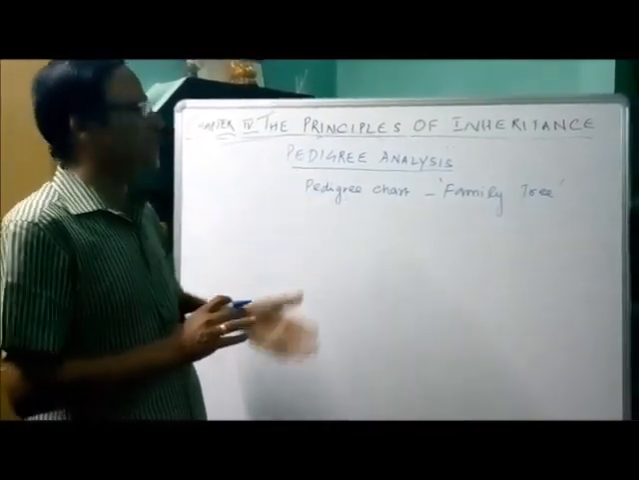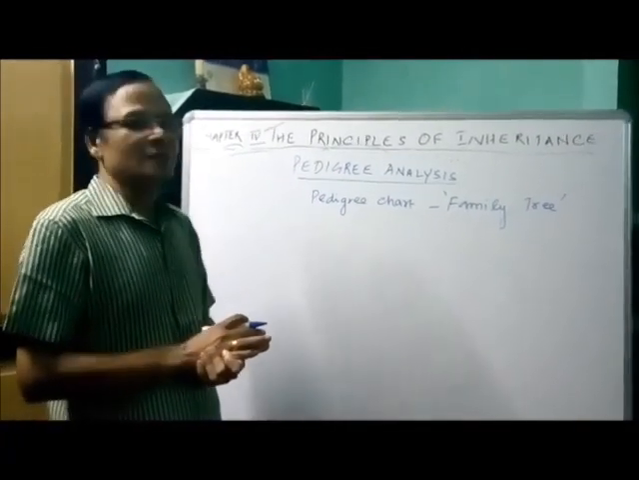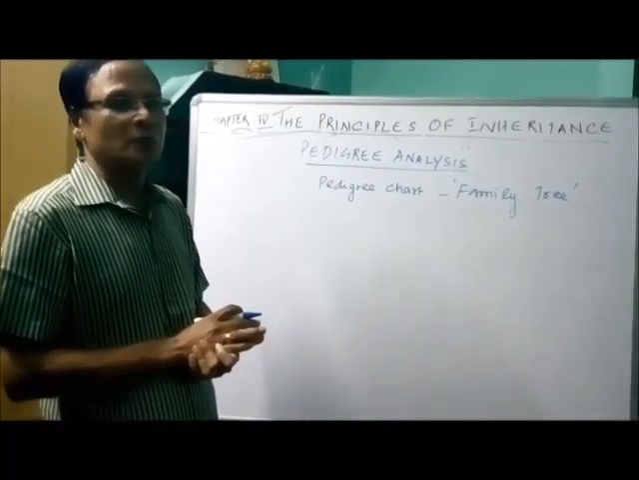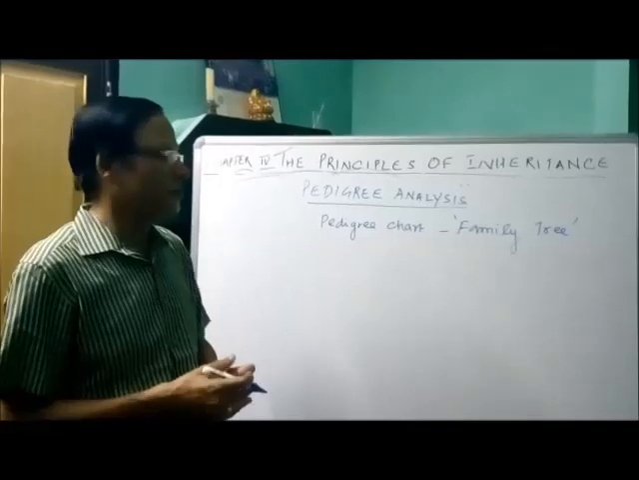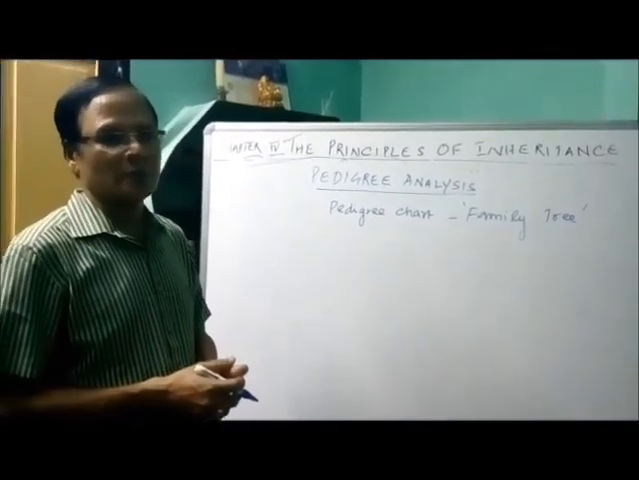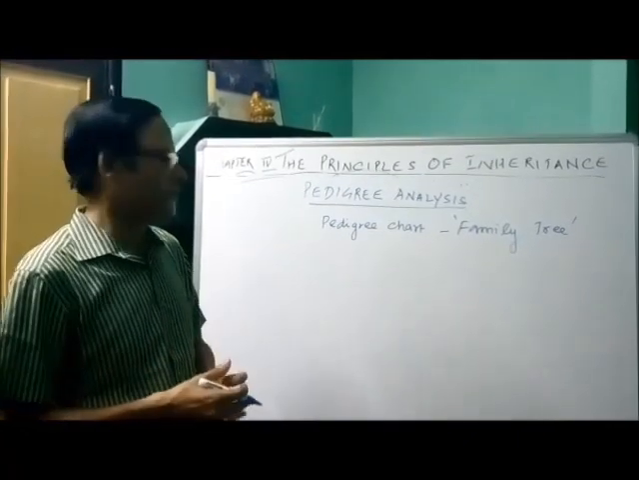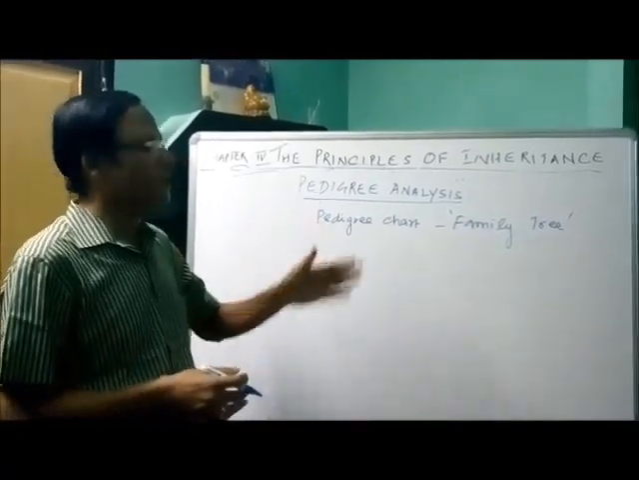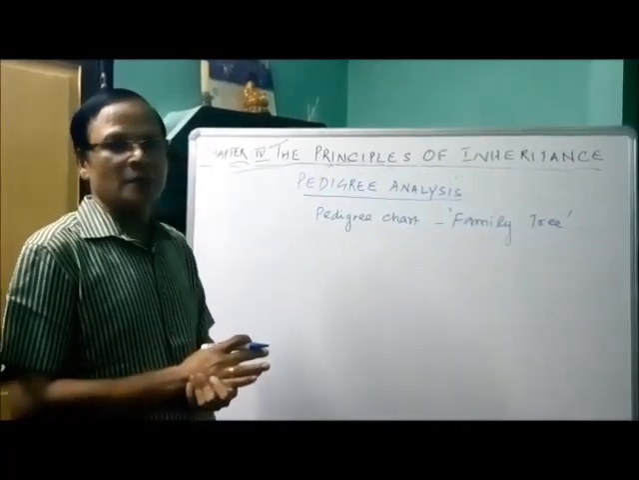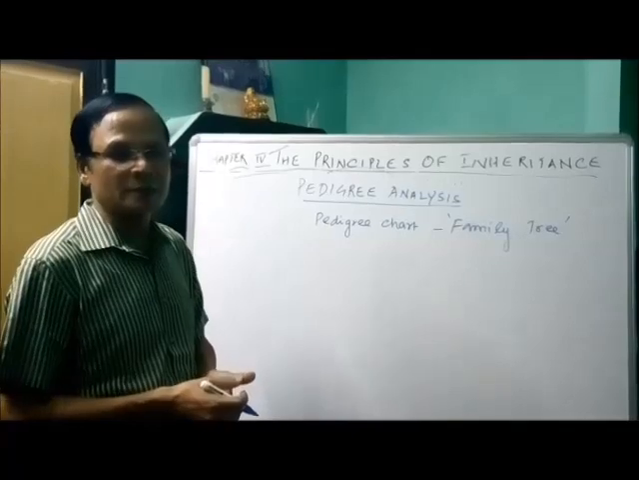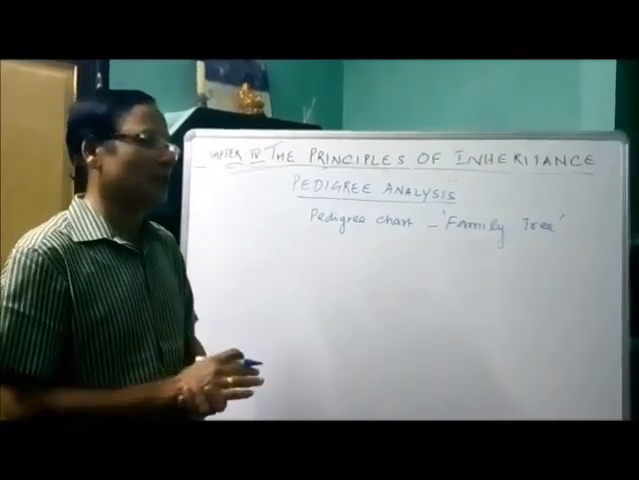Now, what is pedigree analysis? Normally it is a study of the traits which have appeared in a given family line. Line means continuity. So it is a study of the traits which have appeared in a given family line in the past generations, not now, in the past generations.